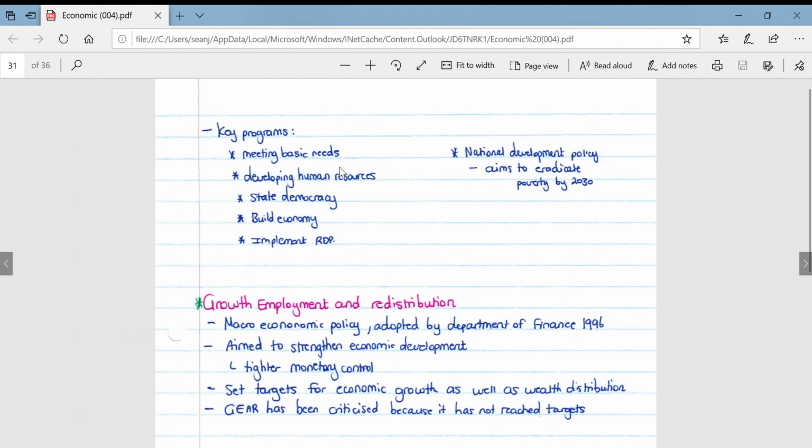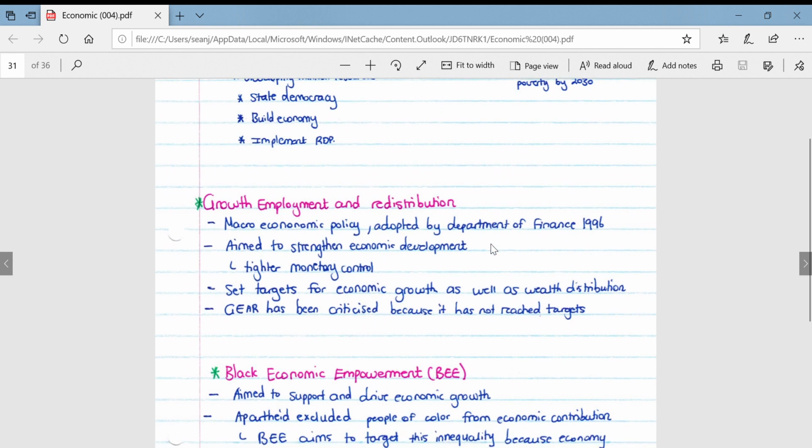Key programs: meeting basic needs, developing human resources, state democracy, building the economy, implementing the RDP, and then the National Development Policy aims to eradicate poverty by 2030.